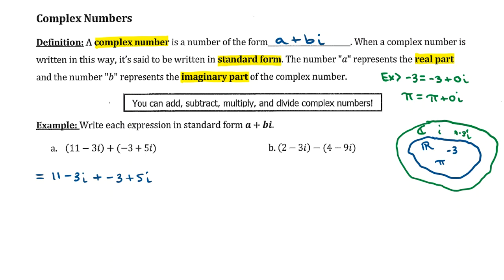What we're going to do is combine the real number parts of each of these complex numbers, which is 11 and -3. That's going to give us 8. We're also going to add together the imaginary parts of each of the two numbers, the -3i and the 5i, to give us positive 2i. That's definitely in the format a plus bi, which means we're done.